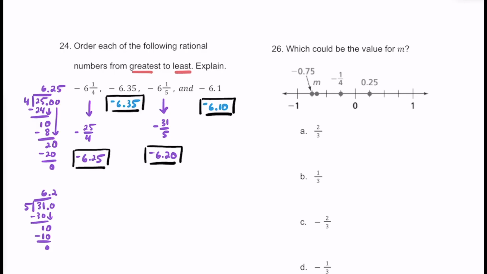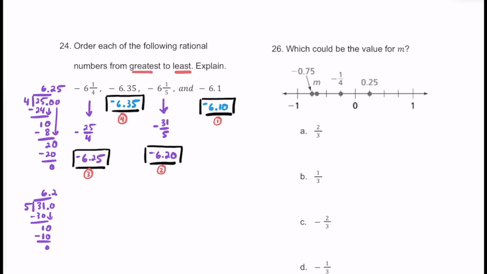So we're actually looking for the one that has the smallest number but is the greatest value, because these are all negative, so everything is kind of flipped here. In terms of the greatest, this one will be the greatest number here, negative 6.10. It would be to the right on a number line. Then this would be the next biggest, negative 6.20. Then this would be the next biggest, negative 6.25, and then this is technically the smallest, negative 6.35.